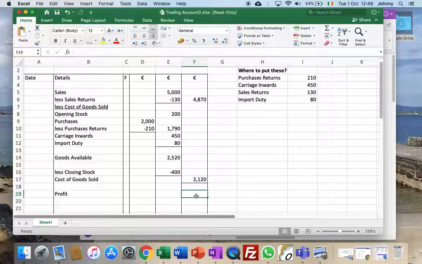And the real profit figure now is 4,870, which is the real sales figure, minus the adjusted cost of goods sold. So there's the profit we made buying and selling goods.